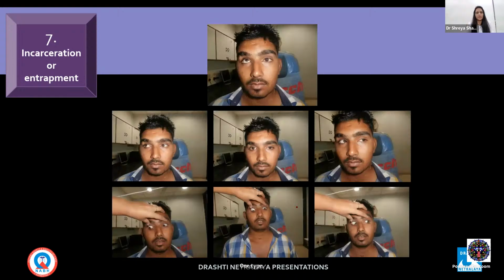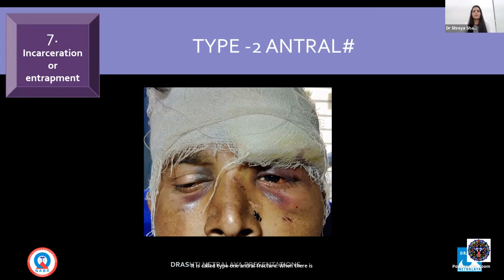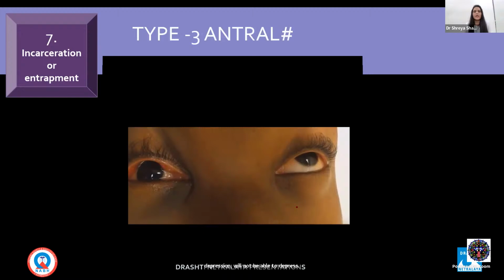So this is a type 1 fracture with an elevation defect. It is called a type 1 antral fracture. When there is a type 2 antral fracture, there will be a depression defect, where the patient will not be able to depress the eye. And when there is both defect, up and down, and the patient is not able to move, it is called a type 3 antral fracture.